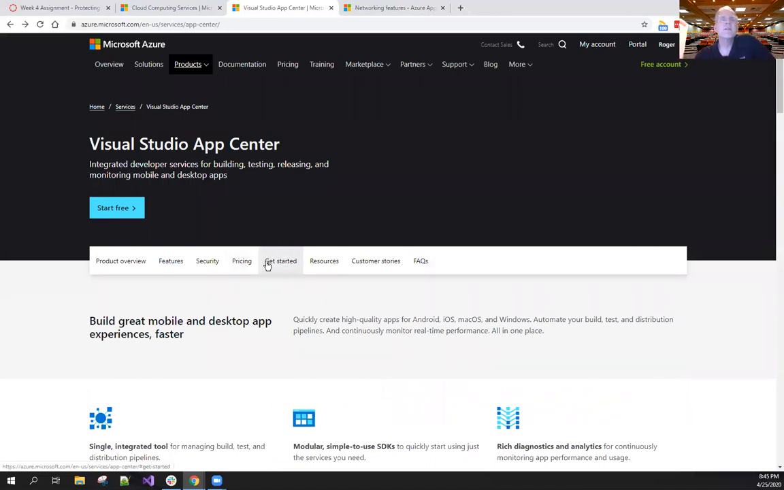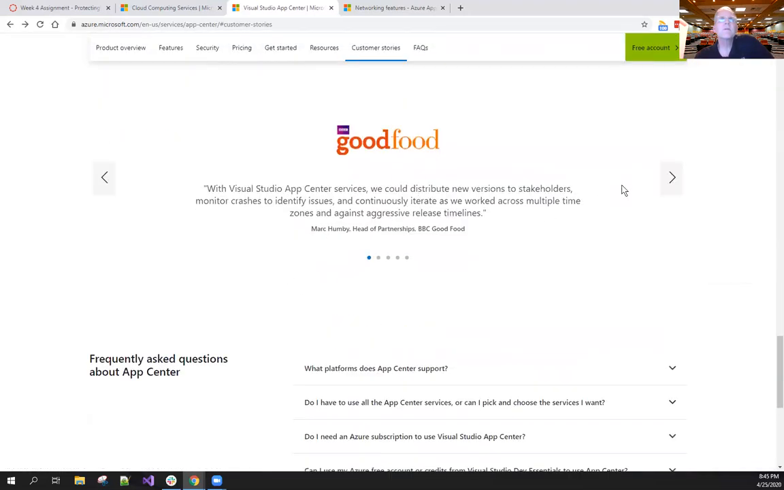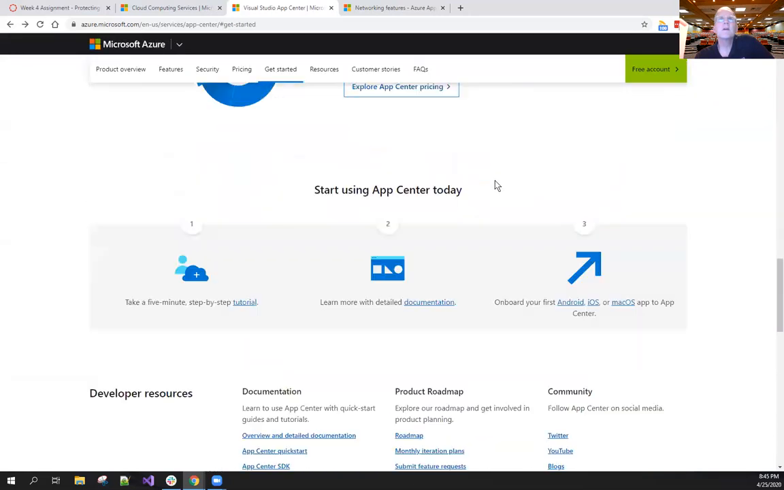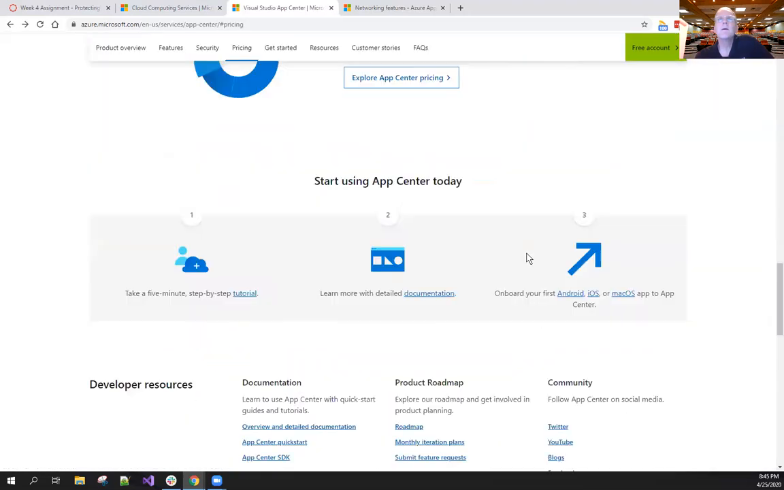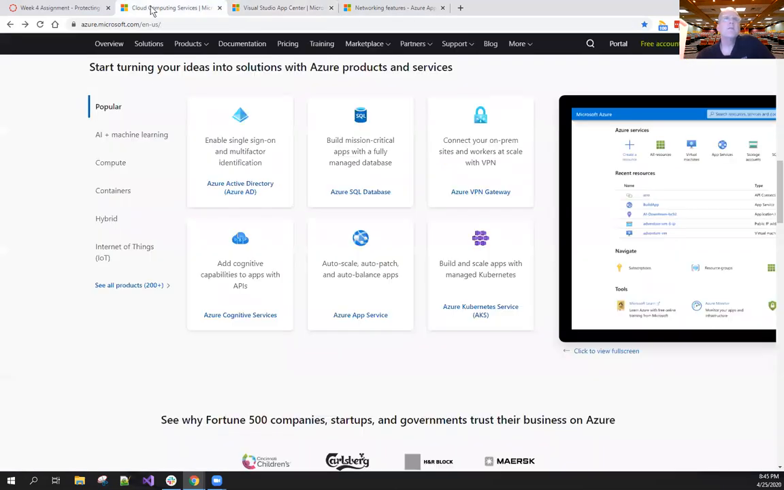Okay, so pricing, get started. It's all pricing, customer stories, resources, customer stories. Different companies using it. I'll ask questions. All right, so we got Azure App Service. We know what that is a little bit now. This Kubernetes service, we just saw that a second ago. SQL. We don't want SQL.